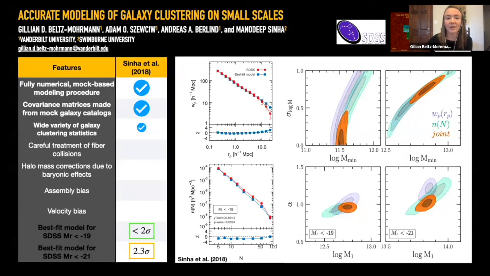So in particular, they utilized the galaxy number density, the projected correlation function of galaxies shown here, and the group multiplicity function of galaxies shown here. And what they found was that using these statistics jointly to constrain their model led to the tightest constraints. And ultimately, their best fit model was in good agreement with the clustering of low luminosity SDSS galaxies, but exhibited moderate tension when fit to the clustering of higher luminosity SDSS galaxies. Next slide.